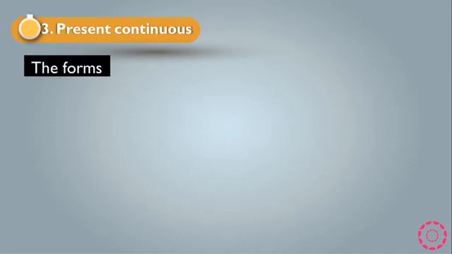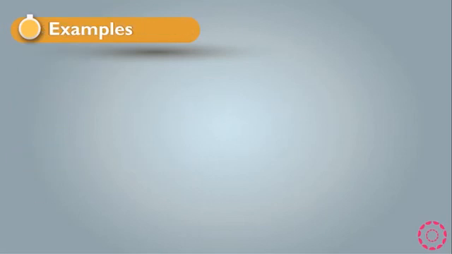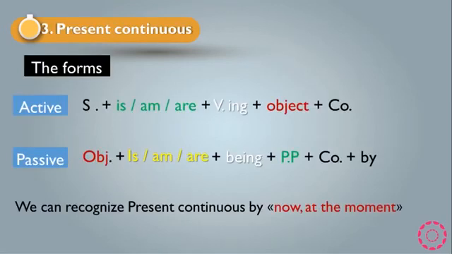Another thing is the third type, present continuous. The form of present continuous in general, the active one, is subject plus is, or you can say am or are, the verb to be, plus verb ing plus object plus complement. And the form of passive in present continuous became like that: object at the beginning, plus is, am or are, plus being. So after the verb to be, you have to use being, after that the past participle, plus complement, and plus by if it's asked. We can recognize present continuous by now or at the moment.